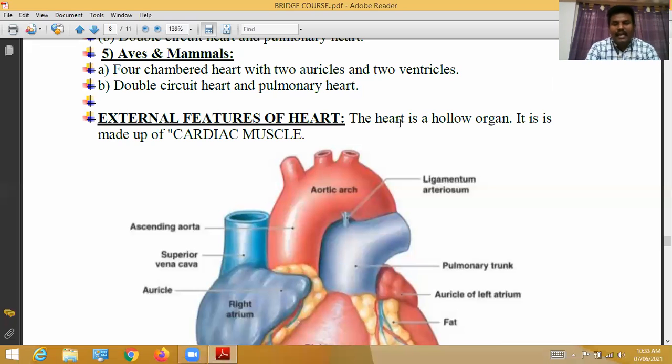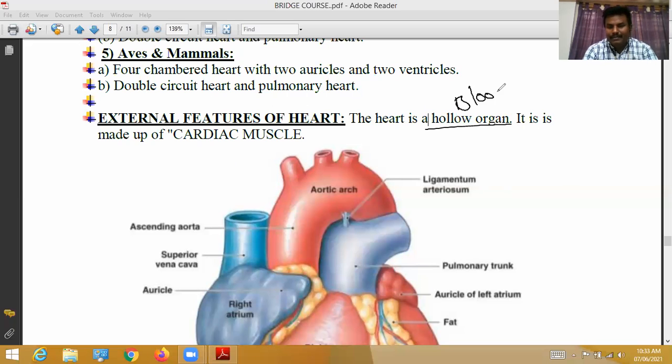The heart is a hollow organ. Generally, our heart is hollow. Hollow means internally there is an empty space, and the empty space is filled with blood. That is why it is called a hollow organ. It is made up of cardiac muscles.